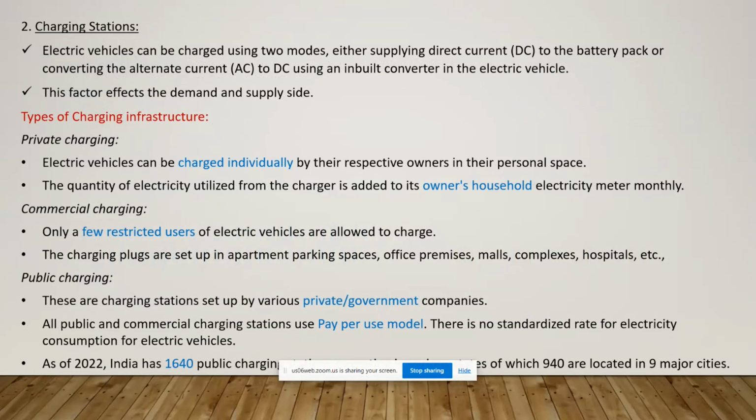Charging stations are of three types: private, commercial, and public charging. Private charging means you can charge the electric vehicle in-house, and the charge will be added to your household electricity bill. Commercial is for a particular locality, where they set up a charging station used by that locality. And public charging stations are for public use, and you have 1640 public charging stations all over India. This is one of the factors that affects electric vehicle demand and supply, one of the market dynamics.